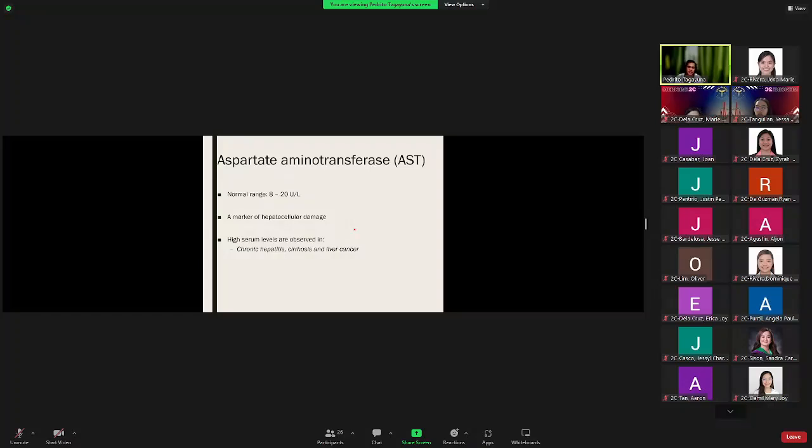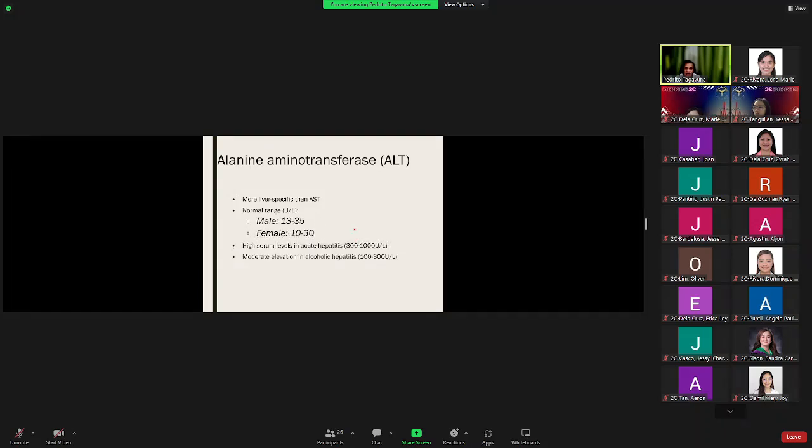Next are the enzymes. Your aspartate aminotransferase, or AST, is a marker of hepatocellular injury because it is found inside the hepatocytes. When the hepatocytes burst or go into necrosis, it will be released into the circulation. Those conditions are chronic hepatitis, cirrhosis, and liver cancer, where you see high levels of aspartate aminotransferase. Next is your alanine aminotransferase. This is more liver specific compared to your AST, and it is increased in acute hepatitis.